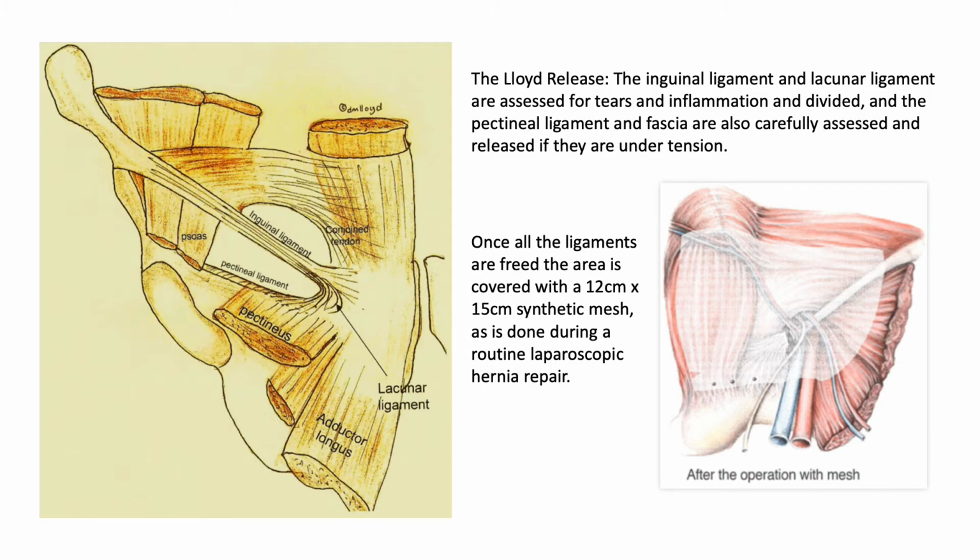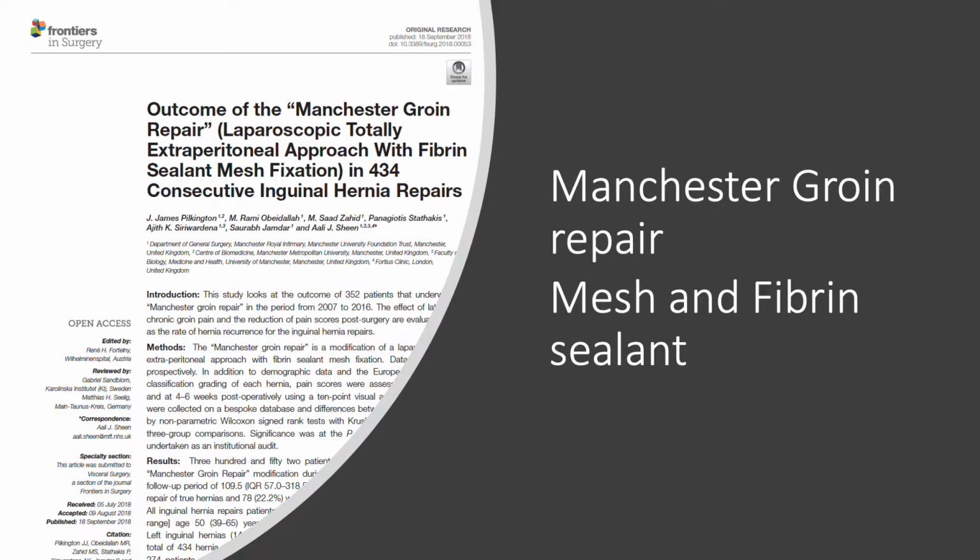Is there surgical management of hernia? Well, obviously there is. Different surgeons describe different techniques. This is the Lloyd release, as well as doing a standard hernia repair to release tension around the groin. The inguinal ligament and lacuna ligament are released. Or there is the Manchester groin repair, a total extraperitoneal approach using, again, mesh fixation, but also with fibrin glue.